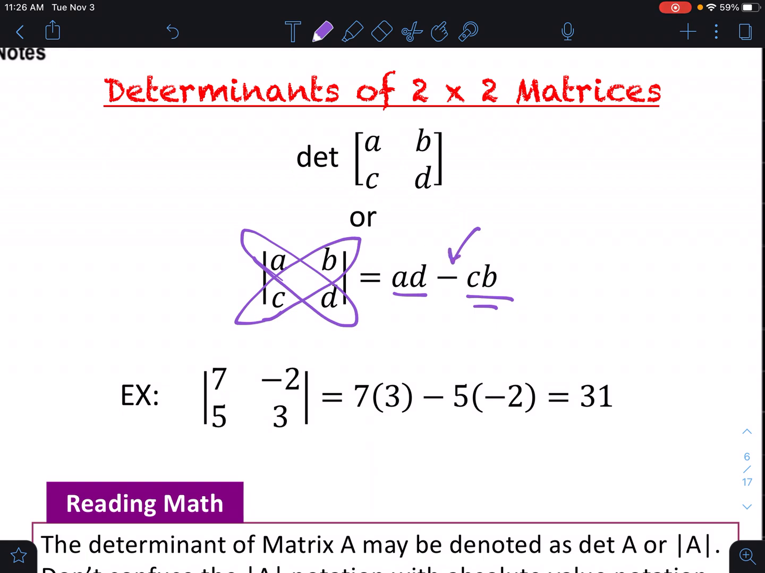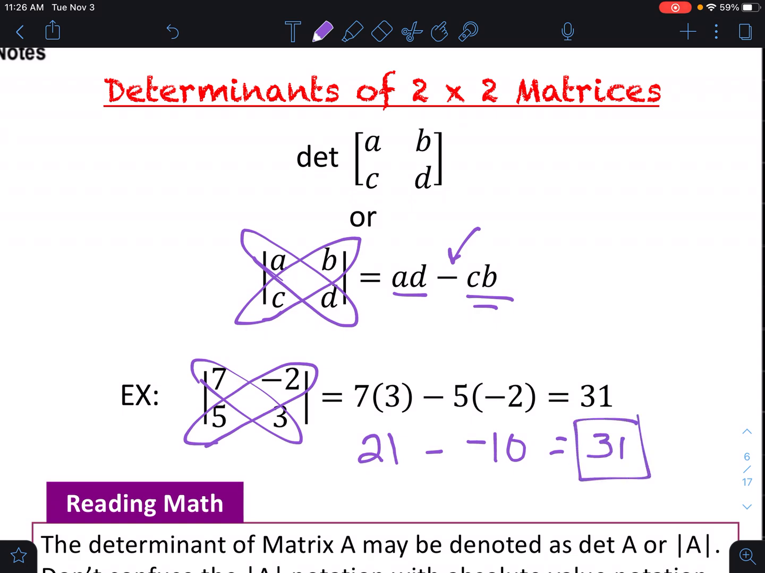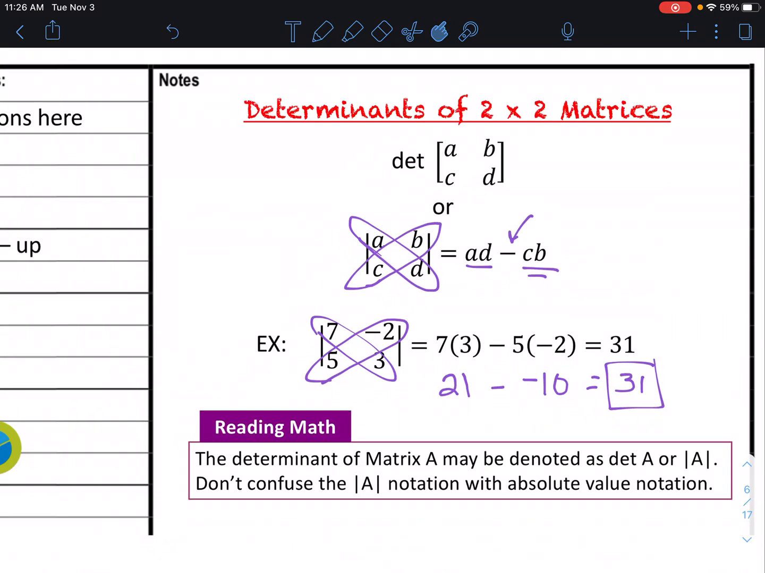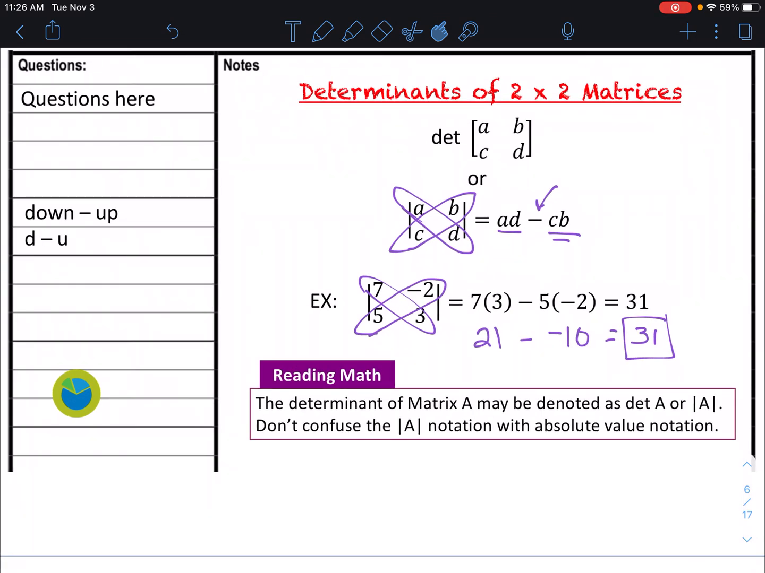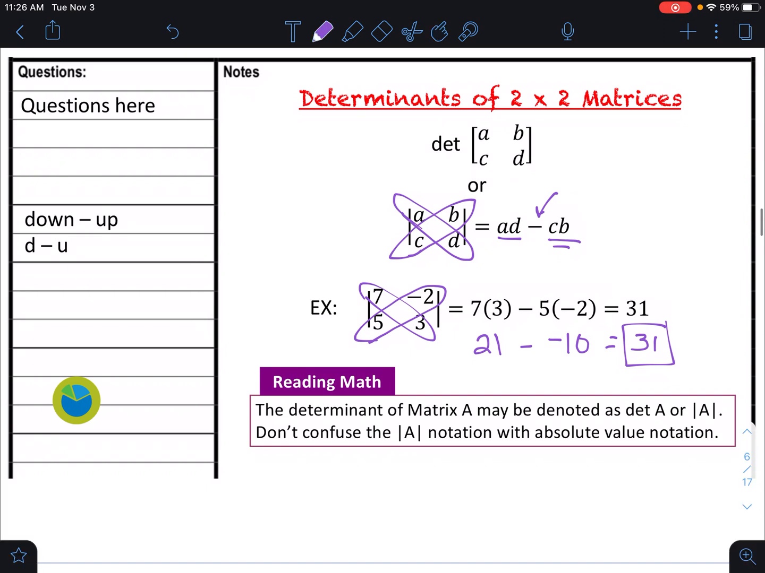Okay, so for example, you would go 7 times 3, you'd put that here. Then you would do up diagonal, 5 times -2 is -10. You would subtract them, and that would give you 31. This is your determinant. And again, I wrote that little notation. Don't confuse it with absolute value. Over here on the side, I put a little note. When you do determinants, it's the down minus the up. So D minus U, or duh. That's how I remember it.